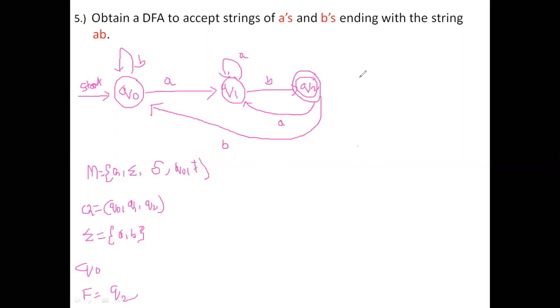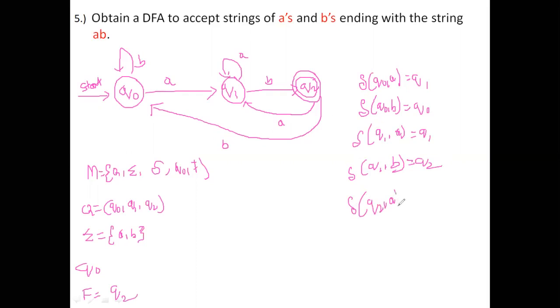Then if we start writing the transition function, delta of Q naught on receiving A will be equal to Q1. Delta of Q naught on receiving B, you will be in Q naught itself because we have a self loop for Q naught. Delta of Q1 comma A will be equal to Q1 itself, a self loop. Delta of Q1 comma B will be equal to Q2. Then delta of Q2 on receiving A is Q1, a reverse loop. Delta of Q2 comma B is Q naught, exactly.